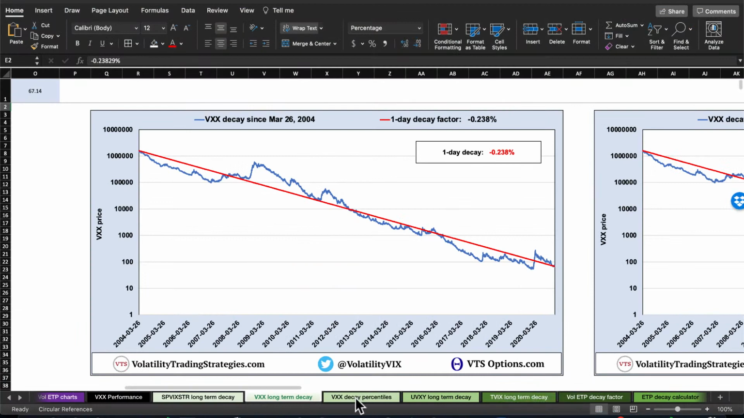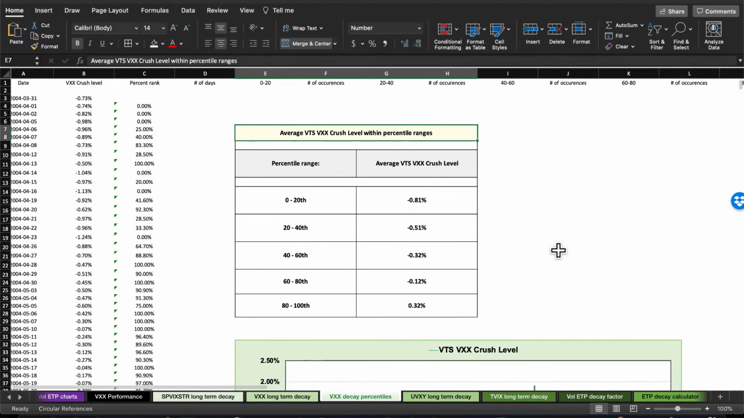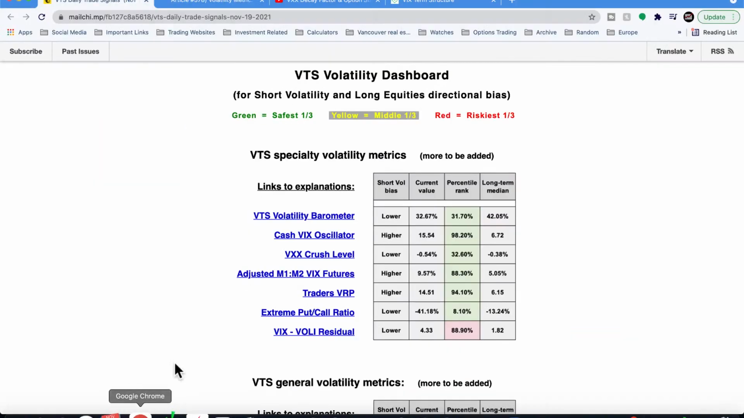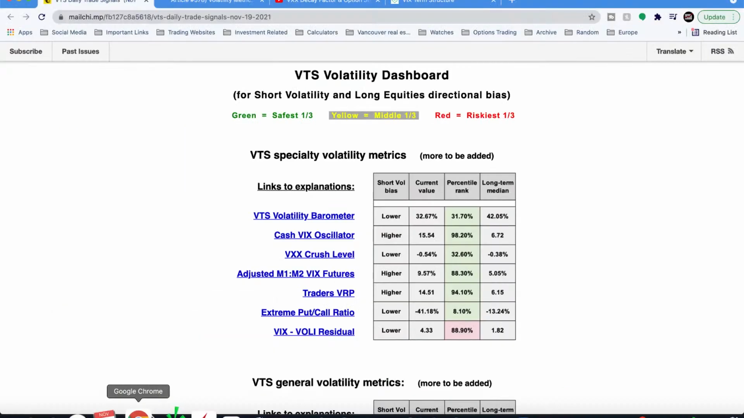So then we can take that number and divide it ourselves and determine where we are currently in the cycle. This is just dividing the VXX crush level into quintiles, or 5 equal sections. So 0 to 20, 20 to 40, which is kind of where we are right now. You can see that as of last Friday, we were at the 32.6 percentile. So we're kind of sitting here. And we can expect a daily decay of minus 0.51% in that range, but more specifically, exactly minus 0.54%, because we're actually a little bit higher than that.